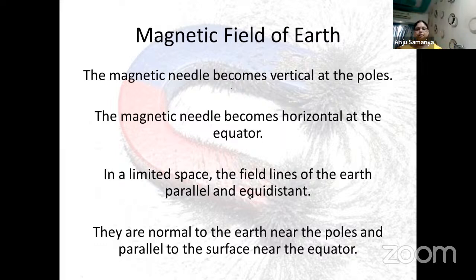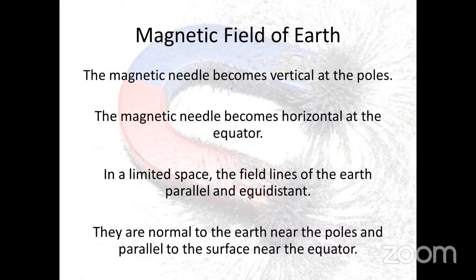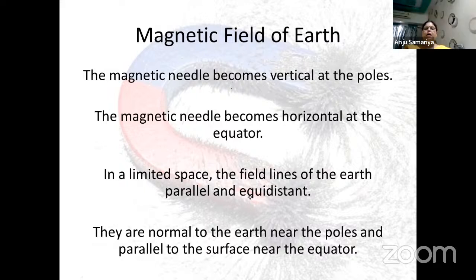Is this clear? Did you note it? Yes, ma'am. In a limited space, the field lines of Earth are parallel and equidistant because Earth is a huge magnet, and in the limited space the magnetic field is uniform, and therefore the field lines are parallel and equidistant. So keywords: Earth is a huge magnet, and the magnetic field is uniform over the limited space. So they are normal to the Earth near the poles and parallel to the Earth's surface near the equator.